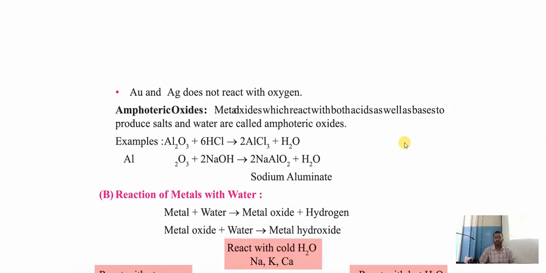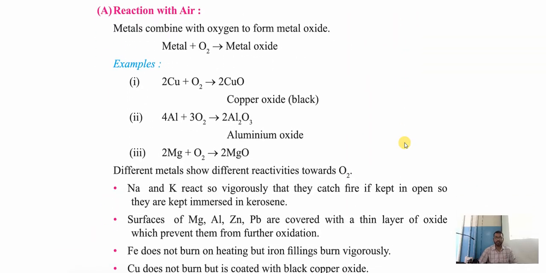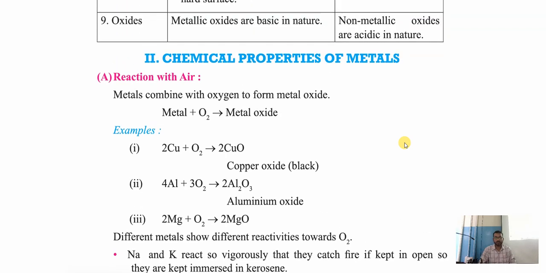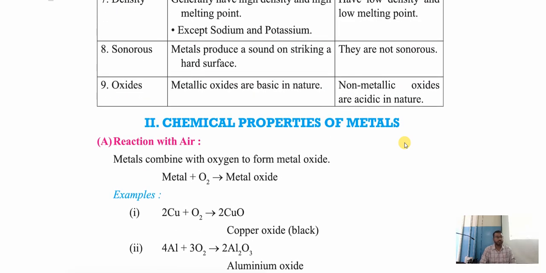Okay, it's very interesting, children. Now, metals react with air. Whenever the metals combine with oxygen, they form metallic oxide or metal oxide. What do you mean by metal oxide? Just what I told you earlier about oxides. The word metal oxides came in the earlier case. Metallic oxides are basic in nature. We said, no? Now we are discussing what these metallic oxides are and how they are formed.